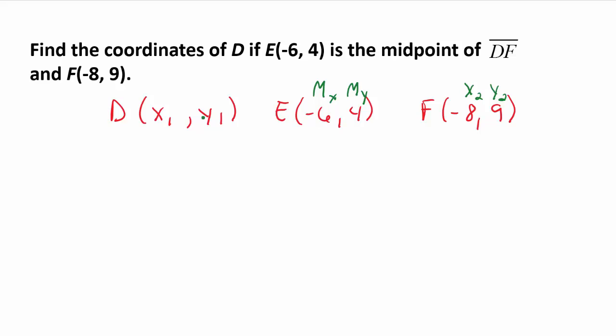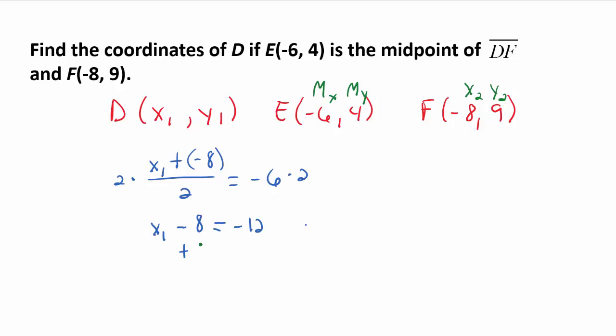Now we're going to use the midpoint formula and algebra to find the coordinates for D. So I'm going to set it up X1 plus X2, which we know is -8, divided by 2 equals -6, because that would be our midpoint value for X. Now if we just use algebra and solve for X, we're going to multiply both sides by 2. That leaves us with X1 minus 8 equals -12. Let's go ahead and add 8 on both sides.